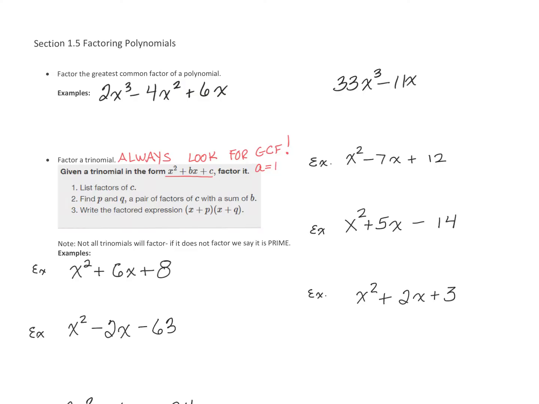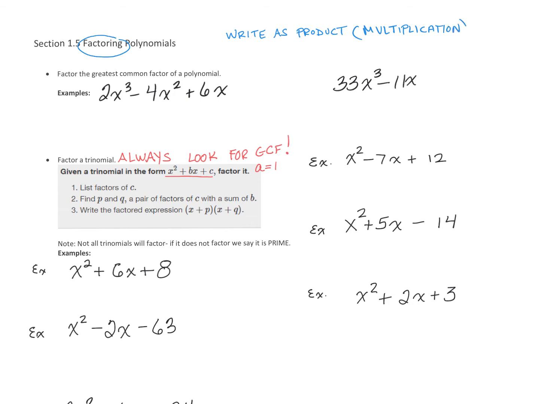The first thing that we need to know about factoring polynomials is to find out what a factor means. To factor something means to write it as a product. So we want to write these as a multiplication instead of the way they look right now.